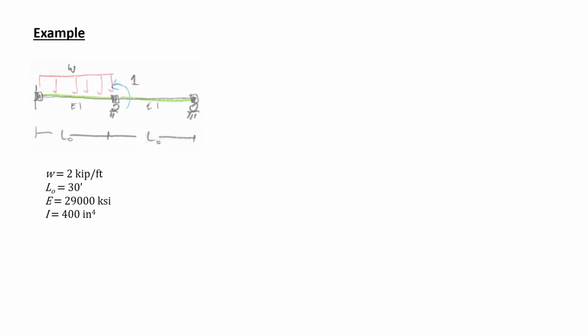The reduction of degrees of freedom comes in because we're not counting this degree of freedom right here. This is a moment-free end. We're not counting that degree of freedom. We'll just have to assemble our stiffness matrix and load vector differently and do the force recovery differently. In this example, we'll be using numerical values. W is 2 kips per feet. The length of each span is 30 feet. The material is steel with a modulus of 29,000 ksi and a moment of inertia of 400 inches to the fourth.